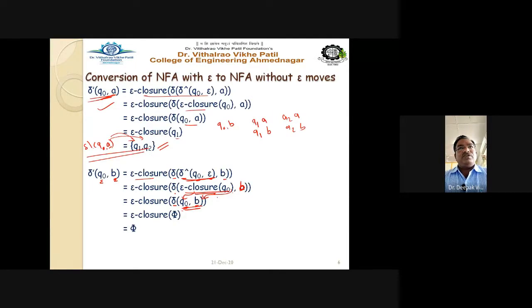Okay, so we have got these two things, the transitions for Q0 on A and Q0 on B. That means in the resultant NFA without epsilon, we have already found these two transitions. We now have to find Q1 on A, Q1 on B, Q2 on A, and Q2 on B with the same method and the same equation.